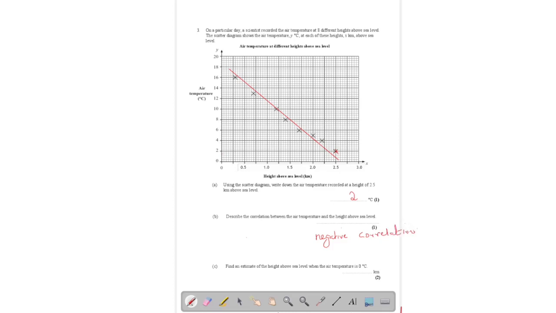Find an estimate of the height above sea level when the air temperature is 0. To do that, the best thing to do is extend this line. Make sure it's straight. Now you can see where it crosses. This is 0. So it crosses the x-axis at this point. That is 2.5. That is around 2.6. So 2.6 kilometers. Let's move on to the next question.